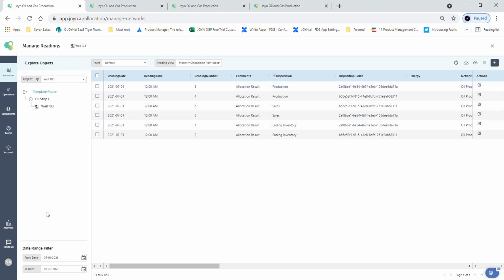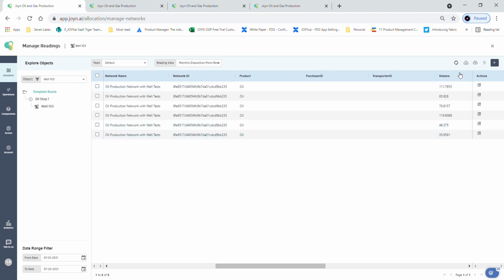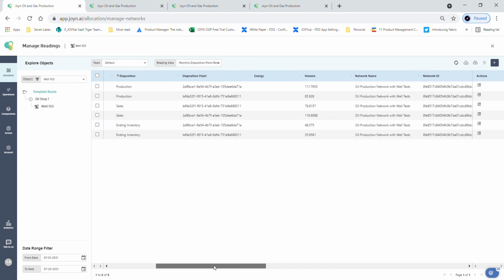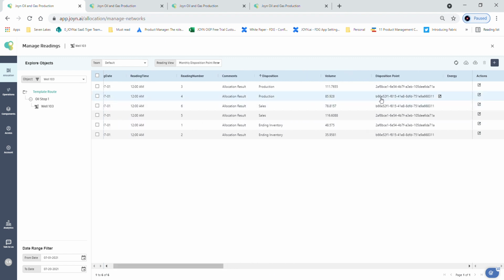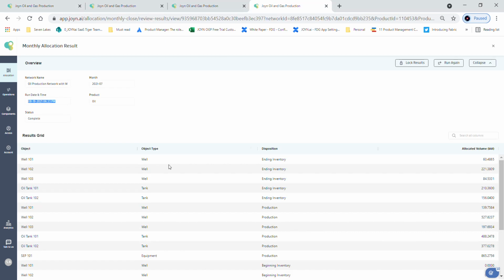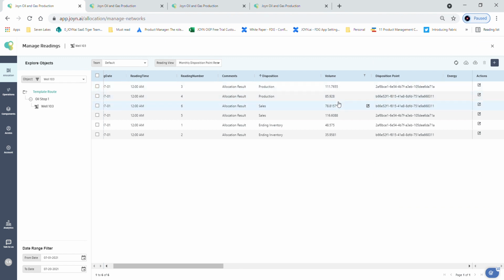So in this case, for this specific well 103, you would notice that the volumes are actually originating from two different disposition points. And when you sum up these volumes, this should be equal to the volume which you see here for the well, 195.4245. That should be the same as the volume which you see here. I think that was sales. So you sum these two things up, you would actually get the same.